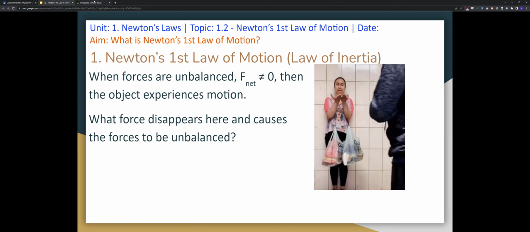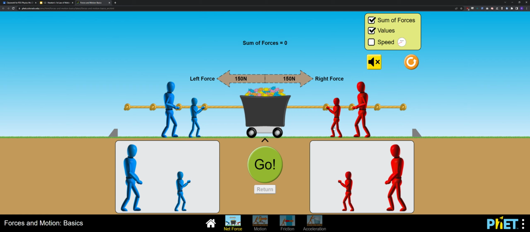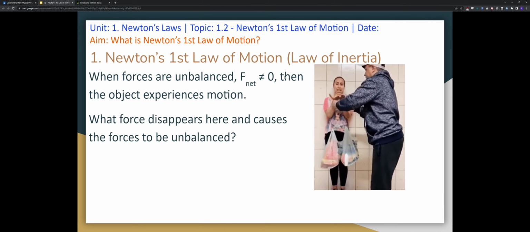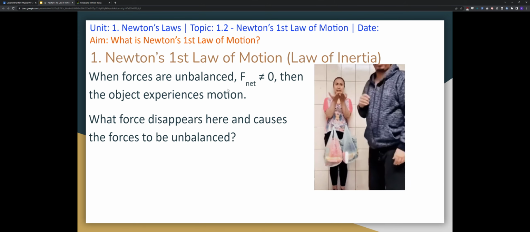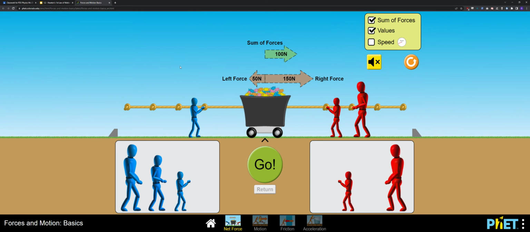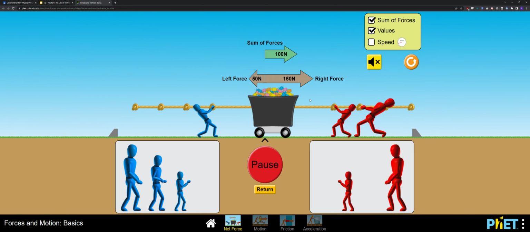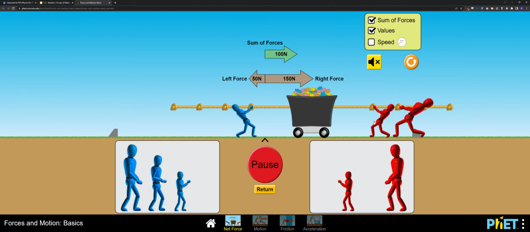Now, unbalanced forces are when your net force is not zero. For example, how would I make my forces unbalanced here? Well, I could just take away one person and now my forces are unbalanced. There's less force on one side and more force on the other side. My net force here is not equal to zero when my forces are unbalanced. And it's only when your forces are unbalanced that your motion starts to change.